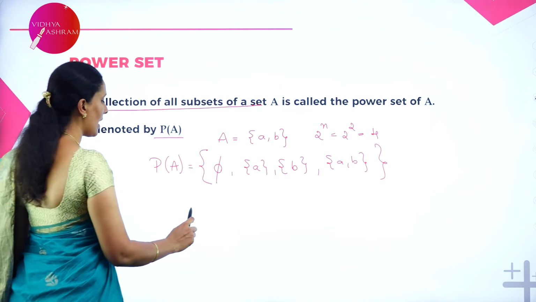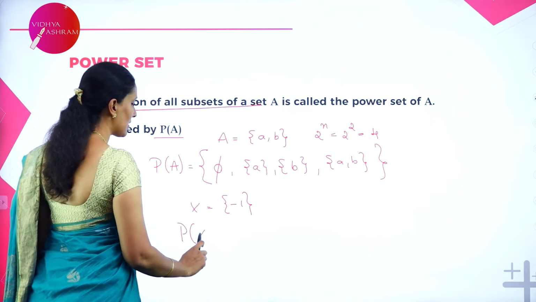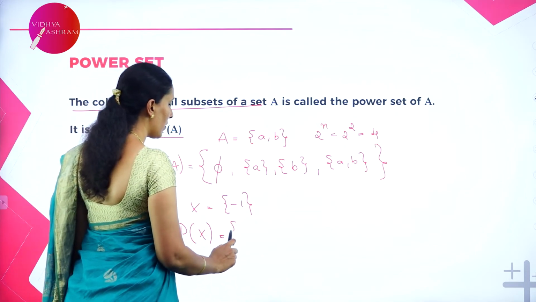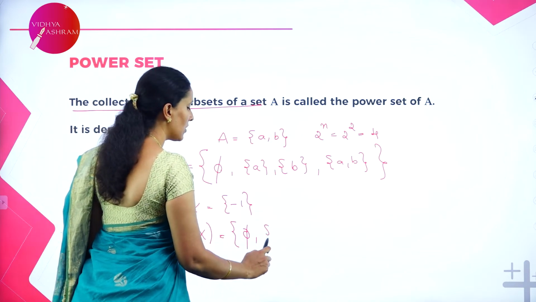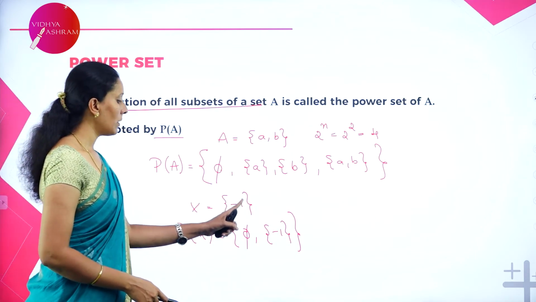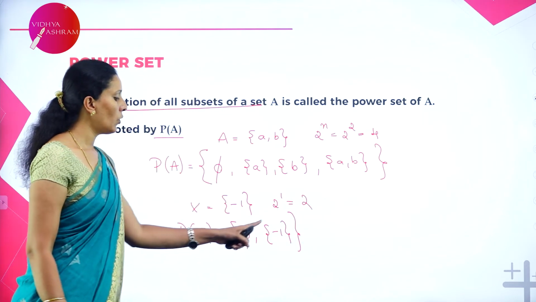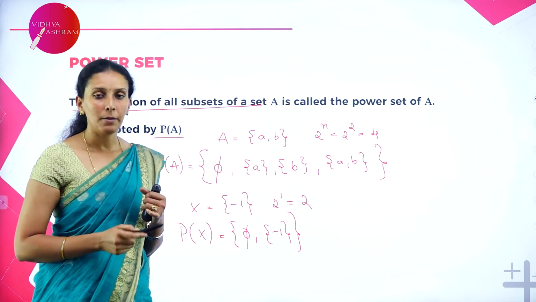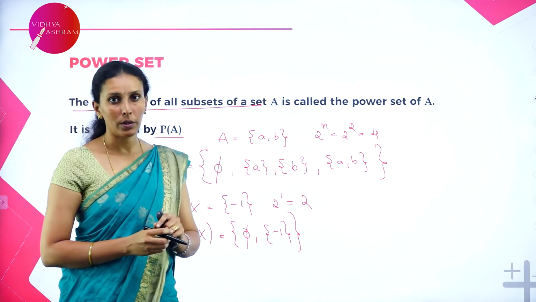Now let me take one more example. X is equal to minus 1. Now what is the power set of X? Power set of X should contain all the subsets of X. So therefore empty is a subset of every set and remaining is only minus 1. So therefore minus 1 is also subset of X. So therefore how many elements are there here? 2 to the power n 1. So which is 2. So therefore 2 elements should be inside the power set. So the number of subsets formed is nothing but number of elements inside the power set. So therefore that is equal to 2 to the power n.